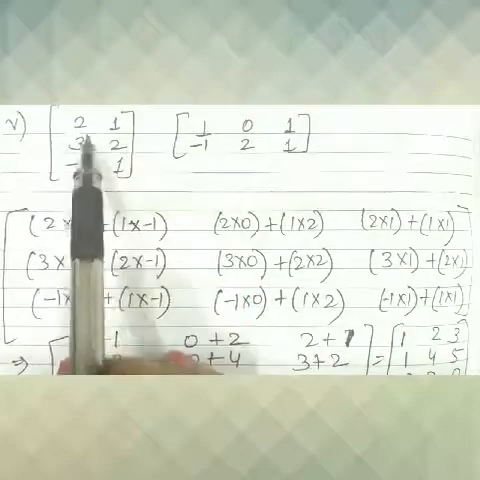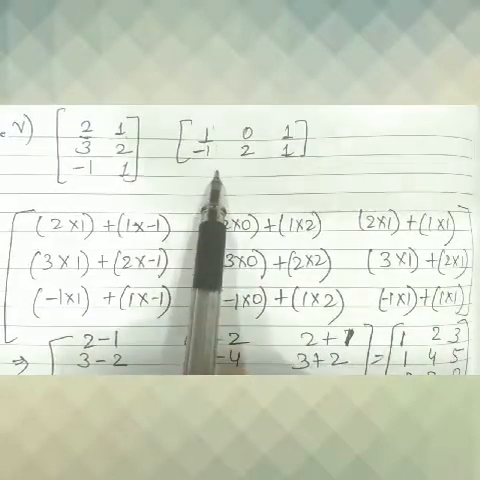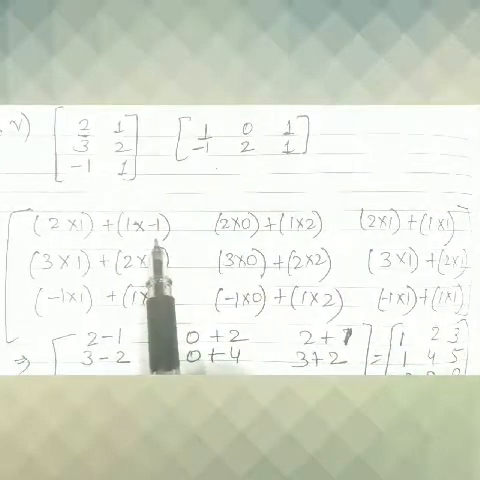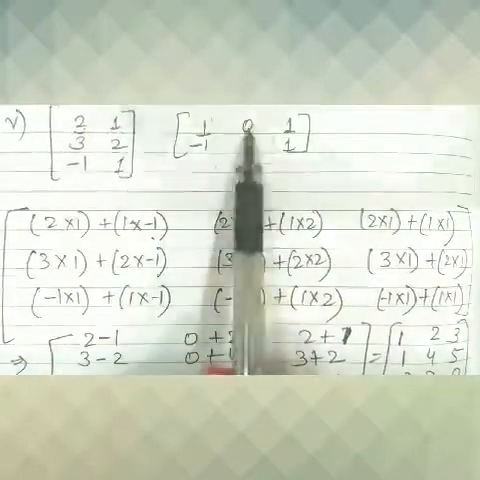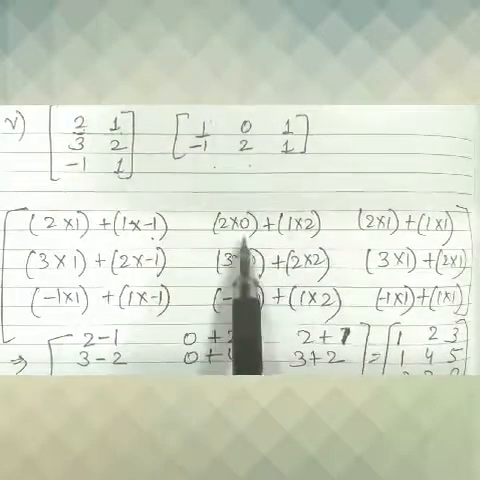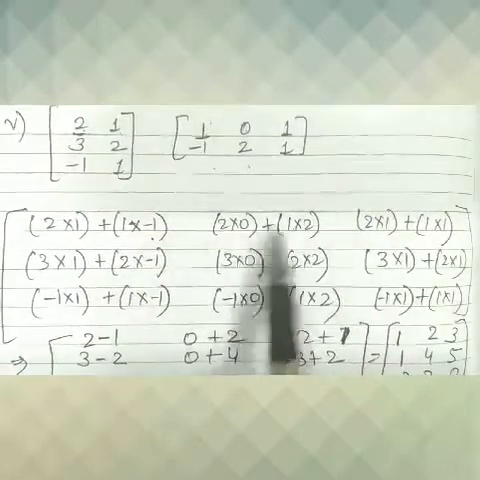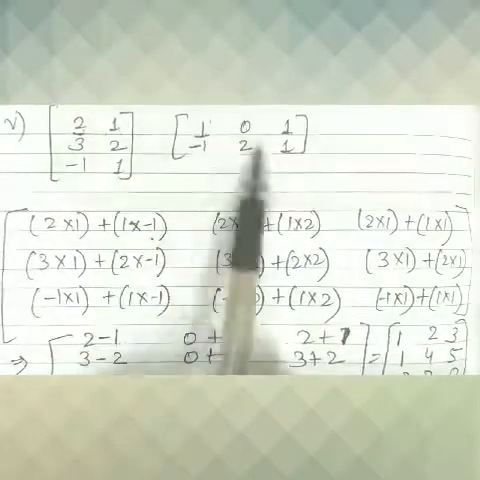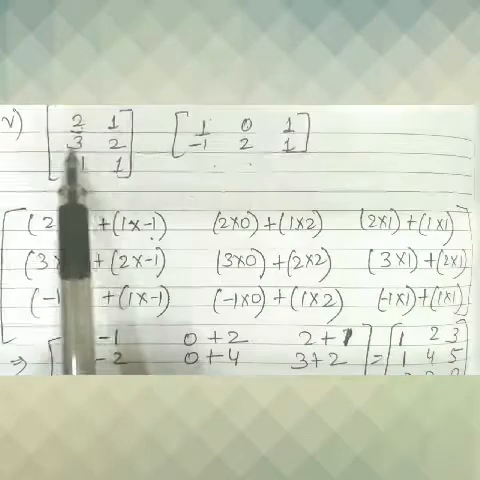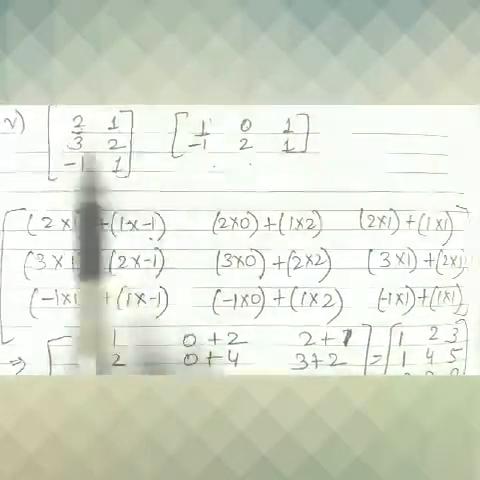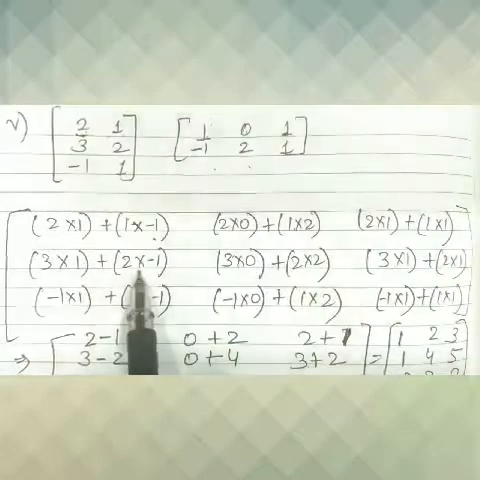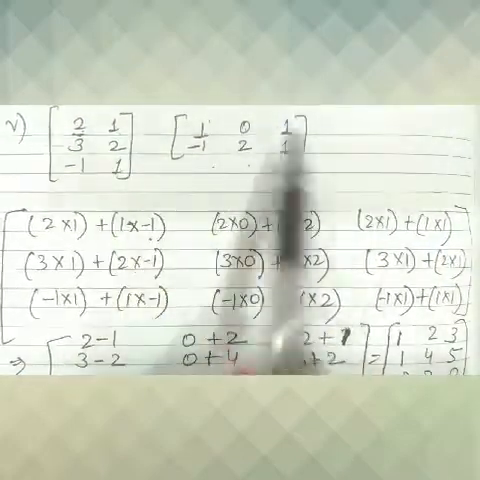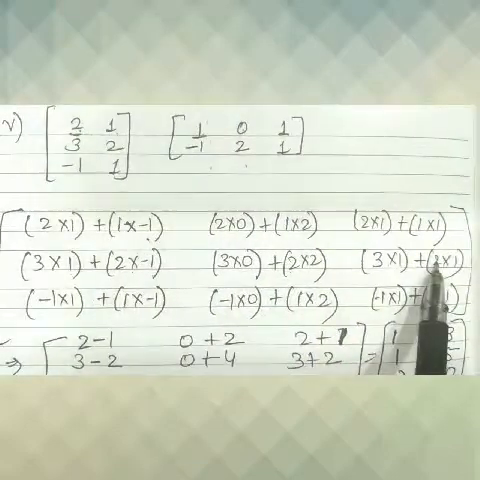For the next question, first we have to multiply first row by first column. It will become 2 into 1 plus 1 into minus 1. Then we have to multiply first row by second column. 2 into 0 plus 1 into 2. Again first row by third column. 2 into 1 plus 1 into 1. Next second row by first column. 3 into 1 plus 2 into minus 1. 3 into 0 plus 2 into 2. 3 into 1 plus 2 into 1.